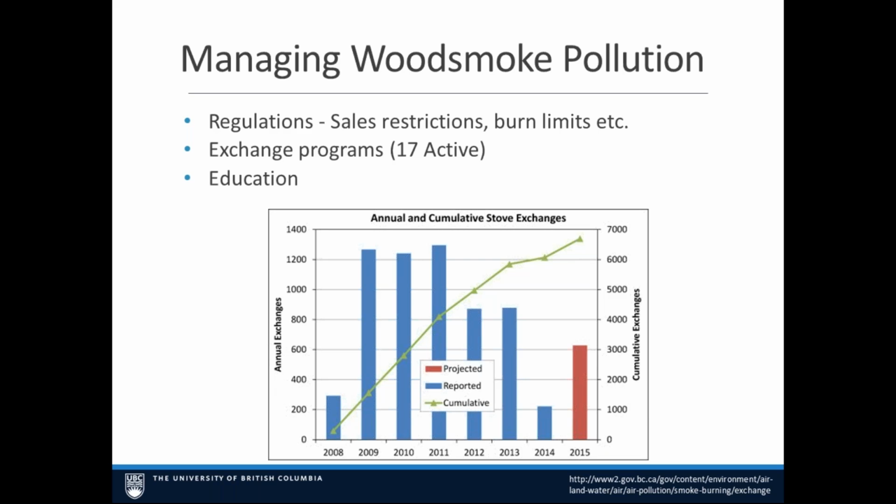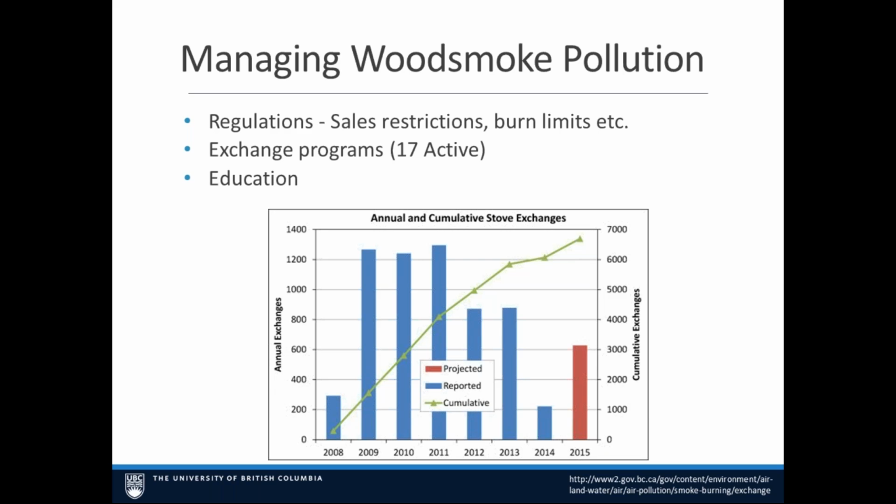Exchange programs are another option for management, and there's 17 active wood stove exchange programs across the province. This is where users are given financial incentives to help them upgrade their stoves to more efficient models. And this chart from the BC Air Quality website shows the number of stoves that have been exchanged between the start of the programs around 2008 to the end of 2014. So with this data here, it shows there's over 6,000 stoves exchanged for newer high efficiency stoves. But this is the most recent data I have access to.